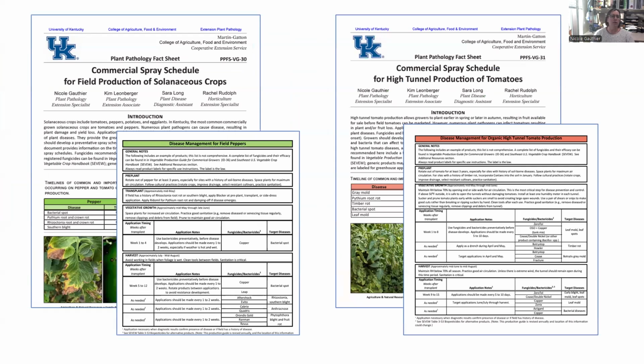So back to our departmental web page. If you go into tomato, you'll see again a lot of different fact sheets and production guides. And new this year is we have commercial spray schedules for field and high tunnel solanaceous crops. So that's tomato and pepper. There's also an organic spray schedule in each of these. So we have our new organic guides rolling out right now, conventional spray guides, and those are on our departmental webpage.